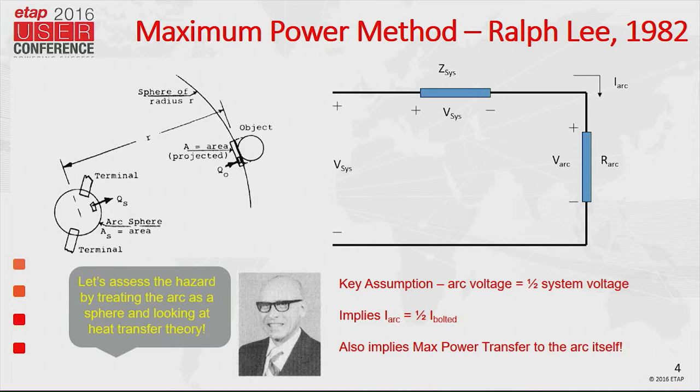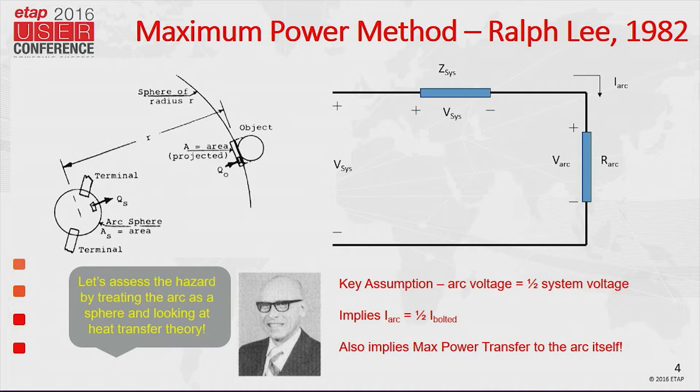So he said, okay, I'm going to make an assumption. He said the voltage drop across that arc equals 1/2 the system voltage. Or another way to think of that, the magnitude of the arc resistance equals the magnitude of that Thevenin equivalent system impedance. Or, the arcing fault current through that arc equals 1/2 the total available bolted fault current. Think back to circuits 101. That's the condition you need for maximum power transfer to the load. Basically, you have impedance matching between the load and the system.